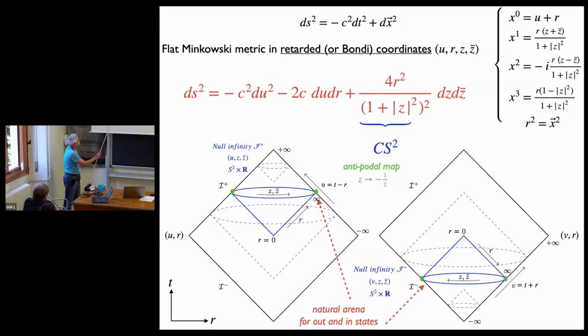That means you see that the celestial sphere is a natural arena for defining in- and out-states of your asymptotic scattering amplitude. So that's the nice picture. That is why the celestial sphere seems to be the right formulation for massless scattering, because you have this nice picture of the celestial sphere where these particles emerge or disappear.